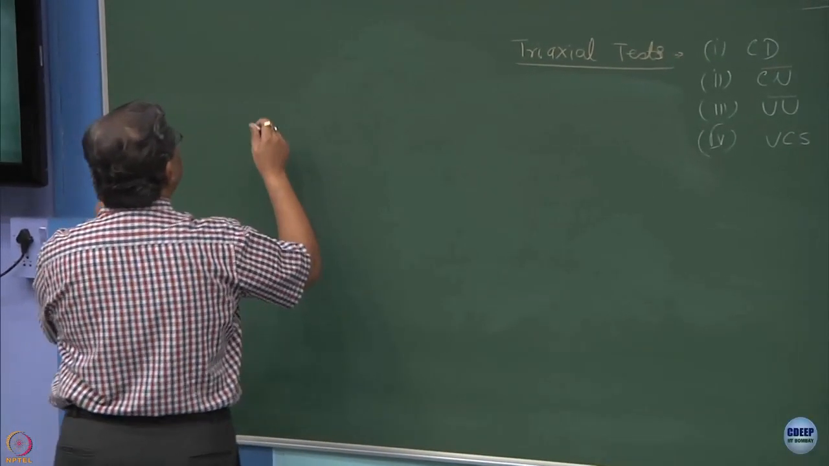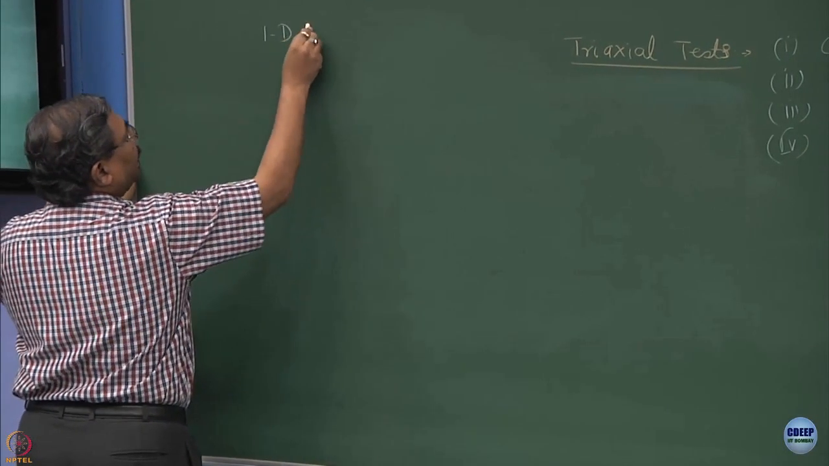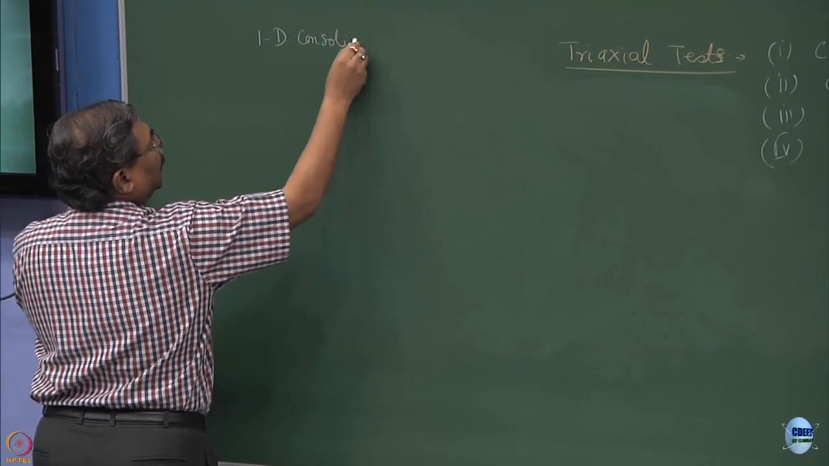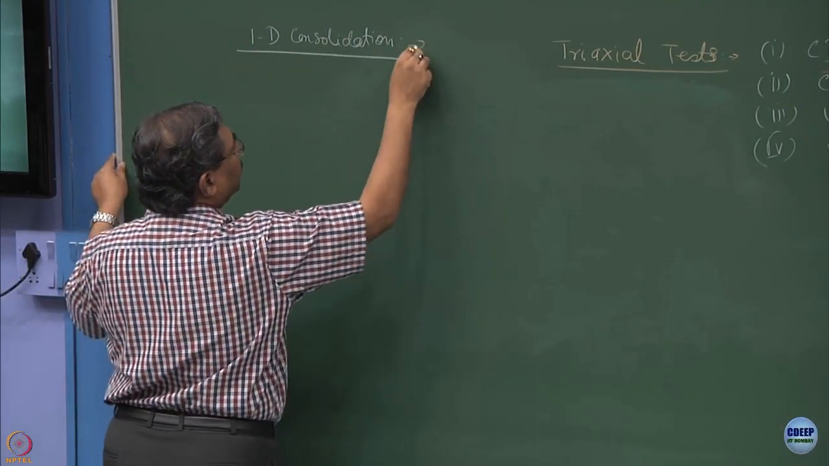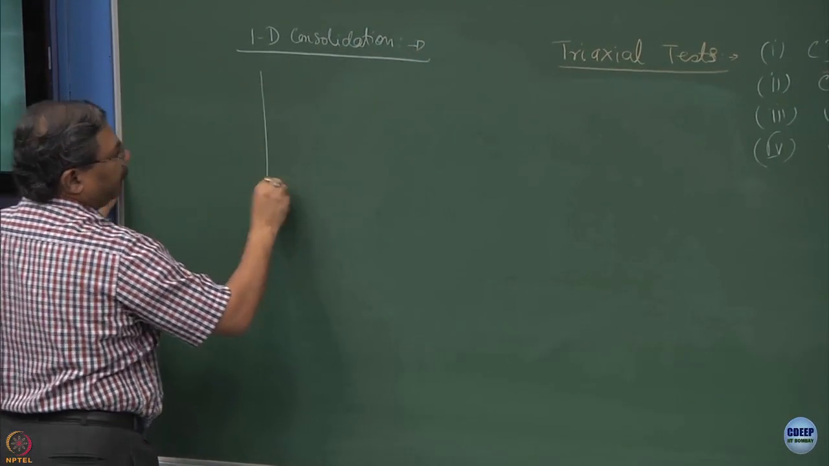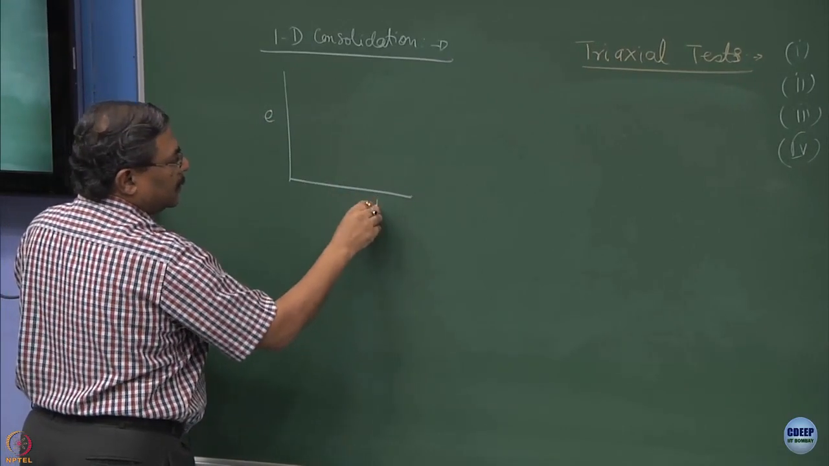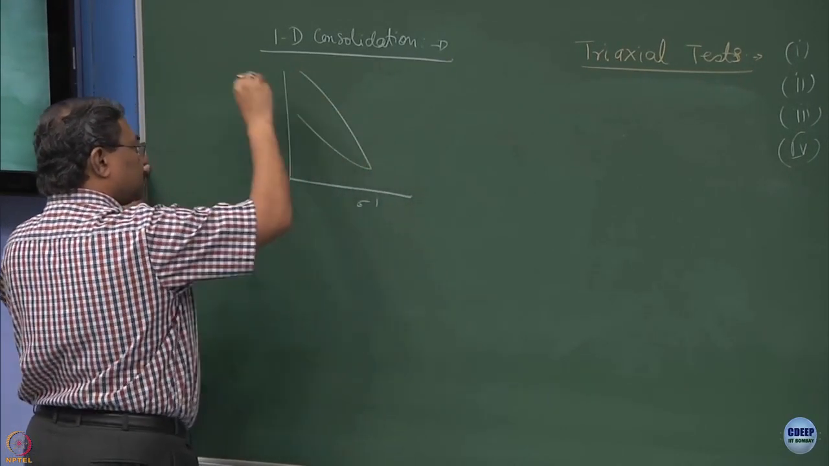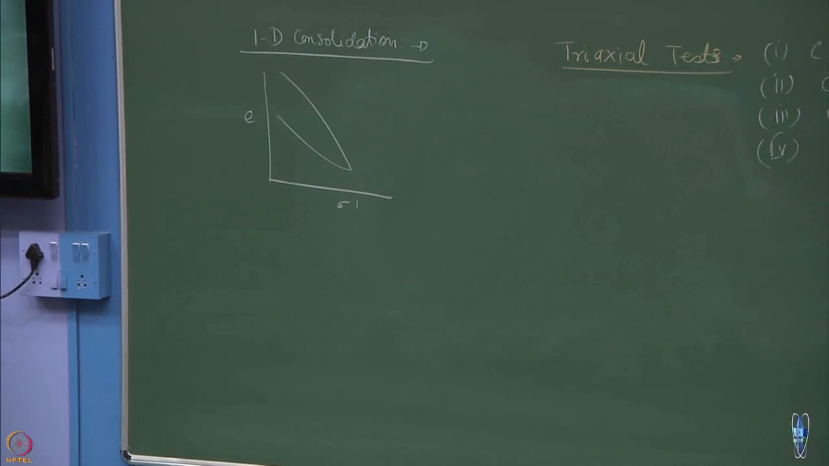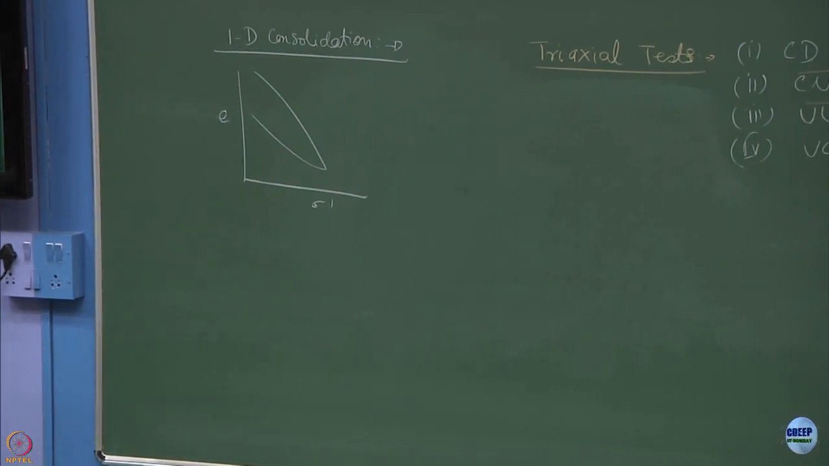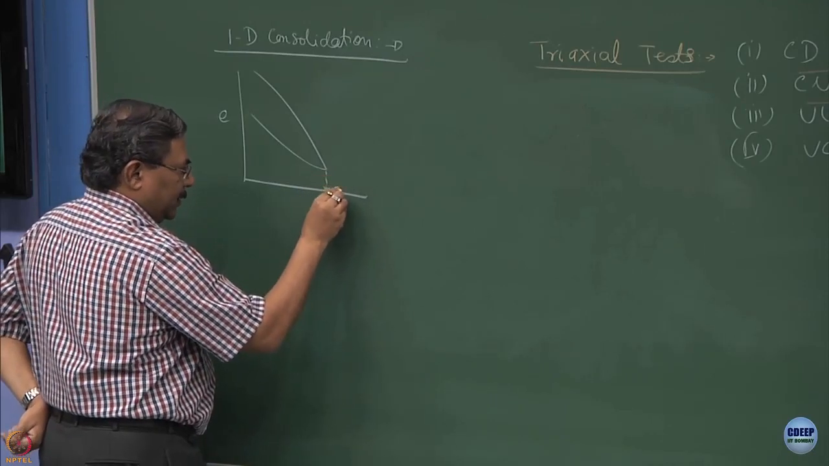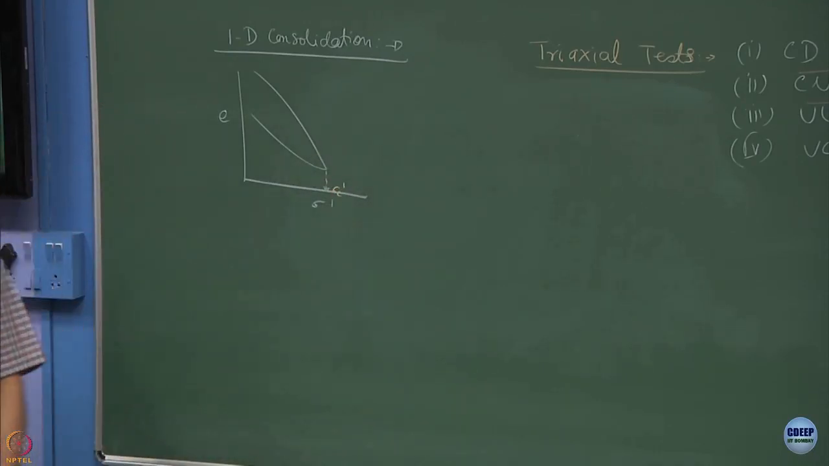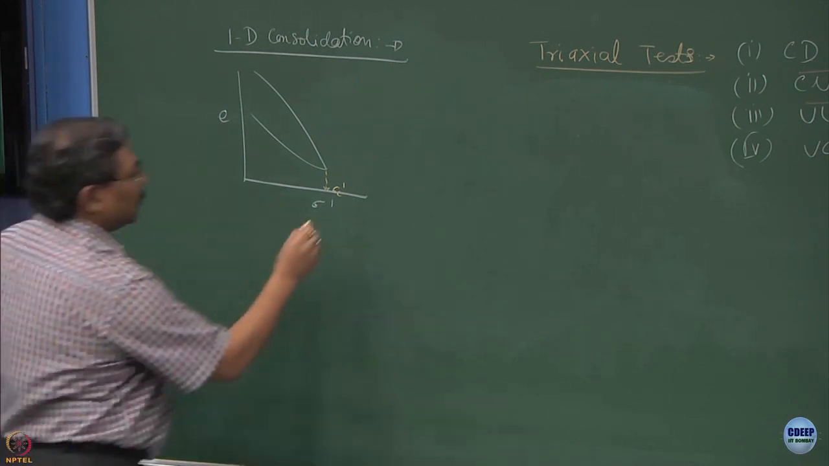We have all studied this one-dimensional consolidation process. A typical relationship is between void ratio and sigma prime. Do you remember this? Correct? We define this tip as something. What is this? Pre-consolidation pressure. So, this is the pre-consolidation pressure.